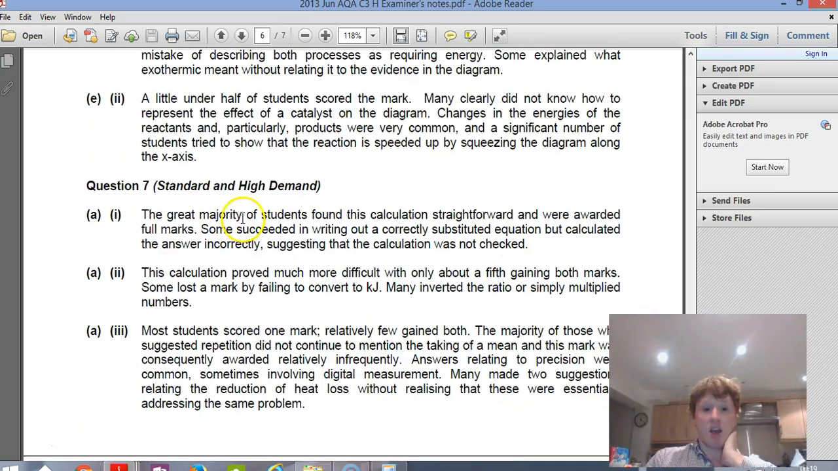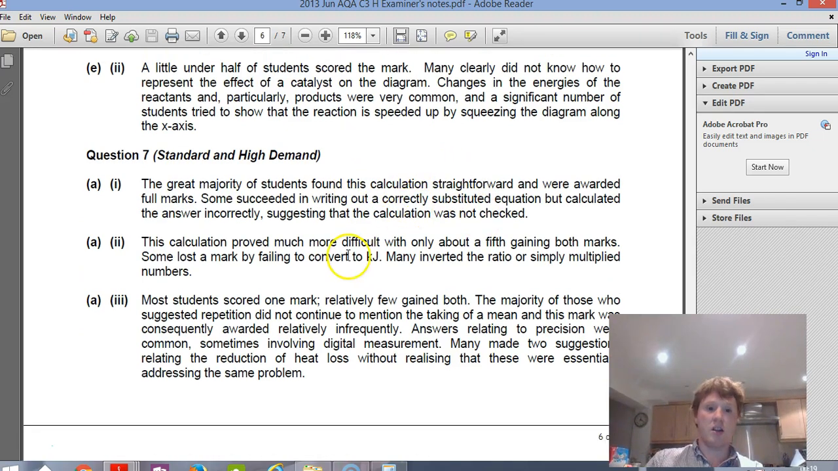But what would people say? Most people found that calculation straightforward because they were given the equation. This was more difficult, only a fifth gained both marks. That's because you still need to remember moles calculations, which is explicitly in C2, but bits from C1 and C2 do come up in C3.